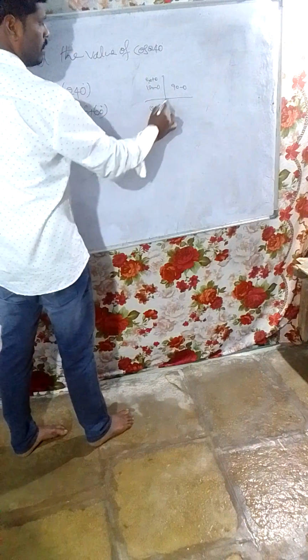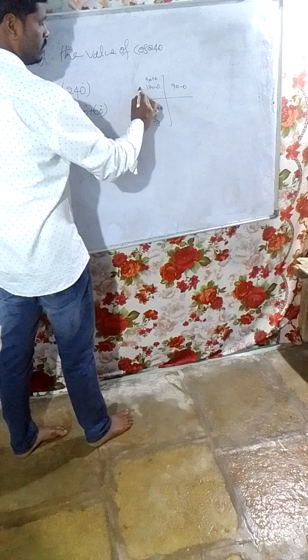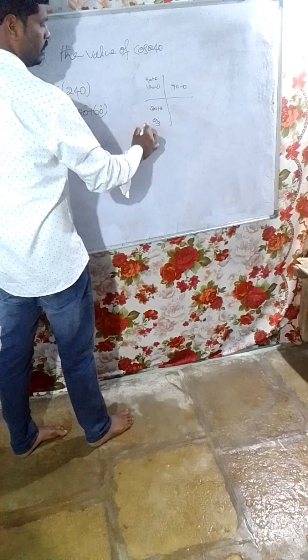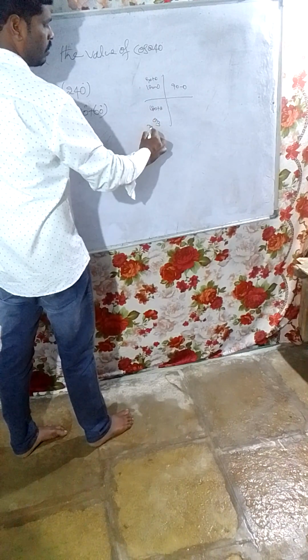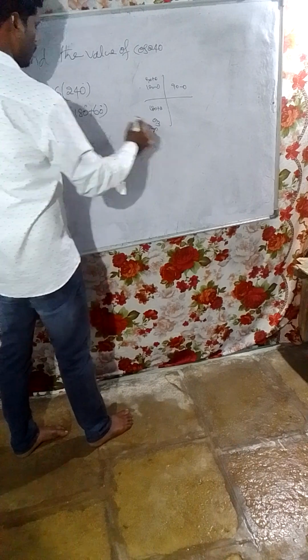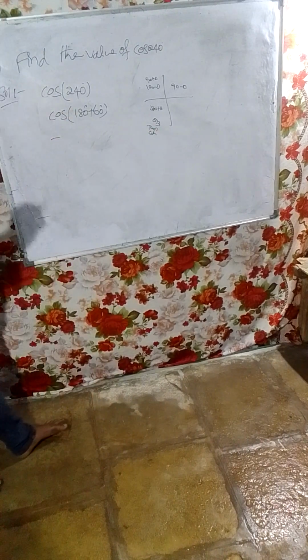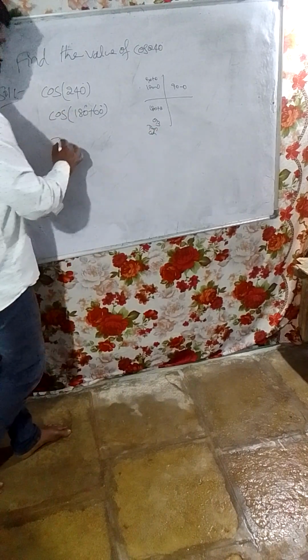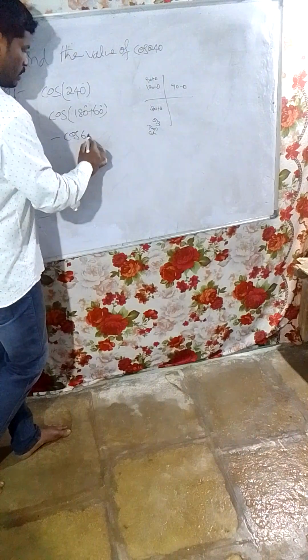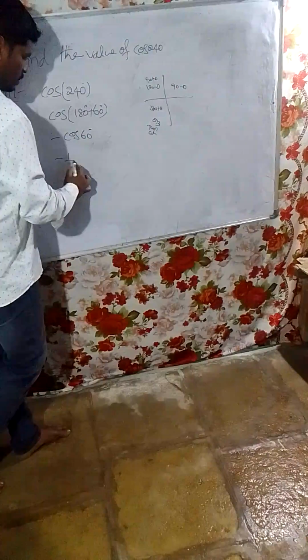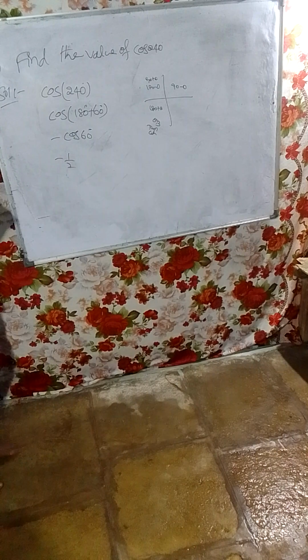In Q3, only tan and cot are positive; sine, cosec and the rest are negative. Then cos is minus. 180 does not change, so cos 60. Cos 60, what is the value? 1 by 2.